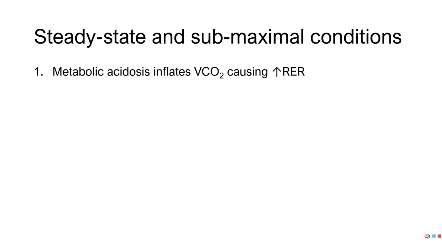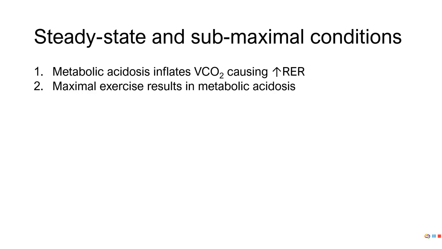So, when it comes to steady state and submaximal conditions, there are a few things that can alter this a little bit. We do, especially during intense exercise, experience something called metabolic acidosis, okay? This is because we're producing lots of hydrogen ion. That hydrogen ion gets in our bloodstream and we become acidic. Well, what happens is we start breathing more than we actually need. And so our VCO2, or the amount of CO2 that we're exhaling, is actually exceeding the amount that we're producing, and so we end up with a larger RER than what's actually occurring. Okay, maximal exercise results in this.